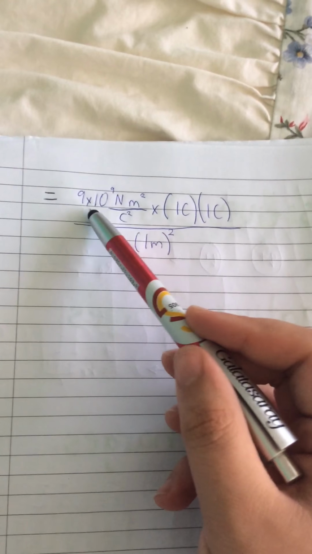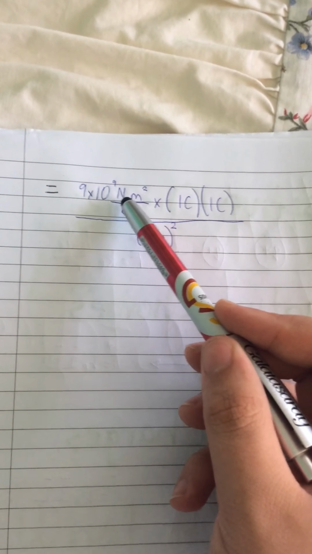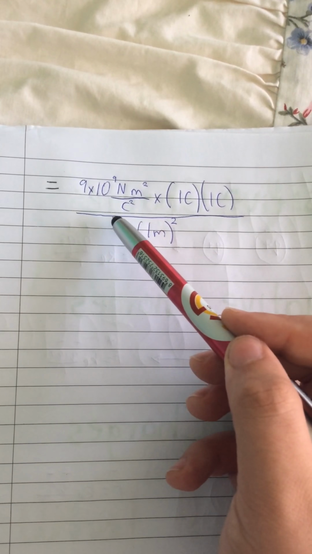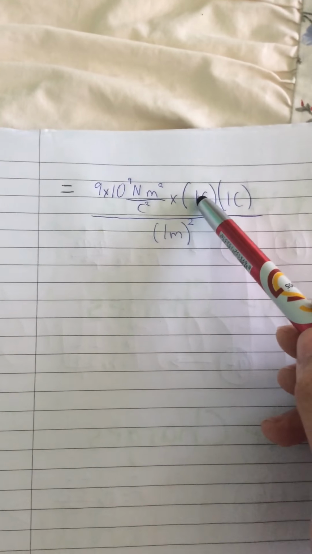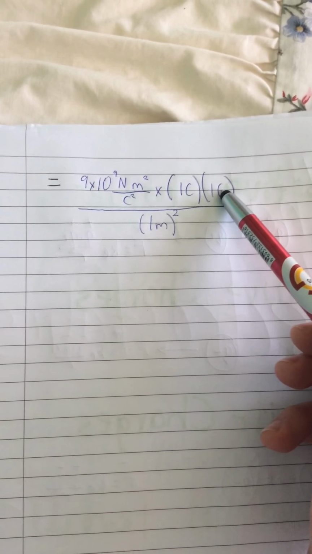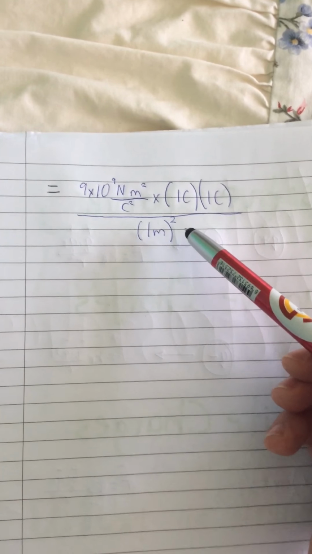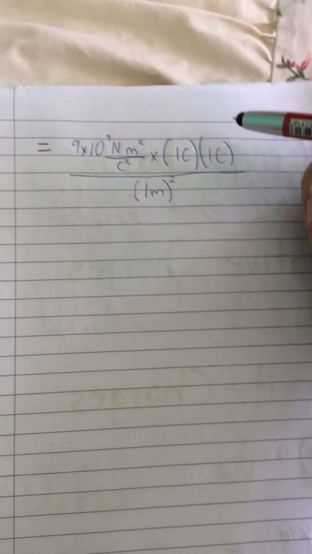This will end up giving us Ke, which is 9 times 10 to the power of 9 newtons meters squared over coulombs squared. So you can change this because of indices. And so we know that Q1 and Q2 are just 1 coulomb, and we know the distance is 1 meter and squared. Alright, what we do is we have to cancel things out.